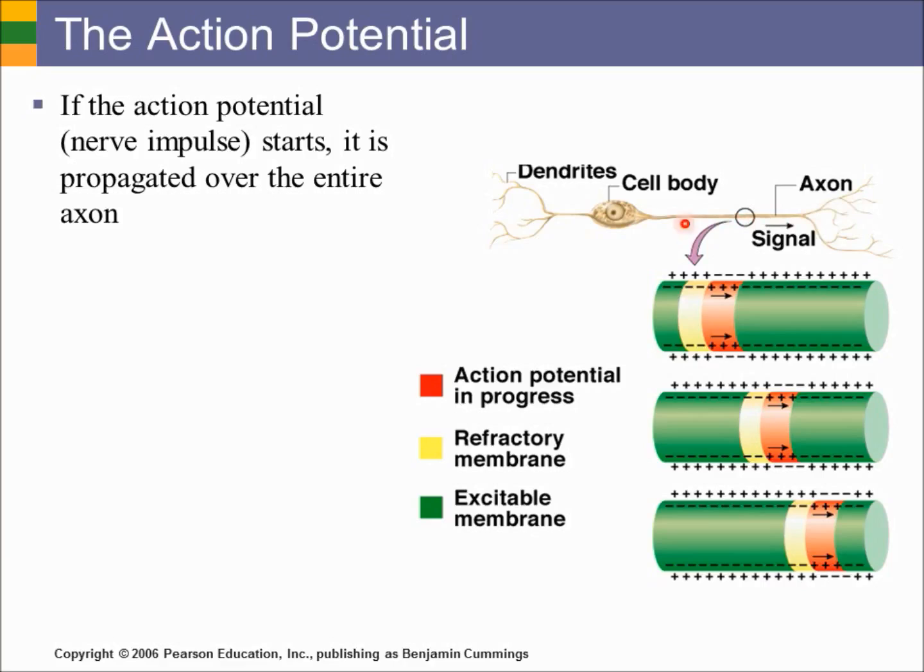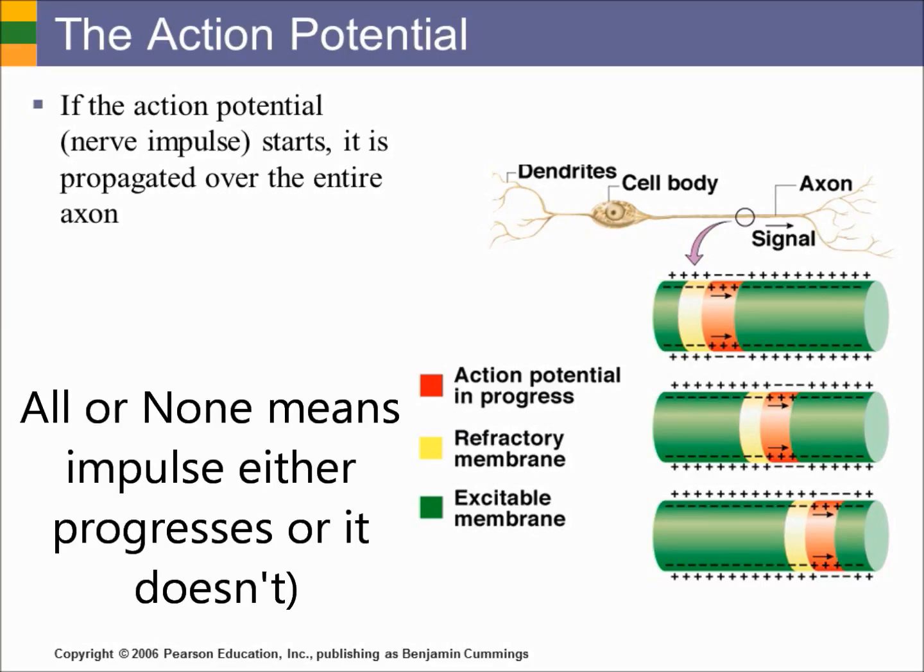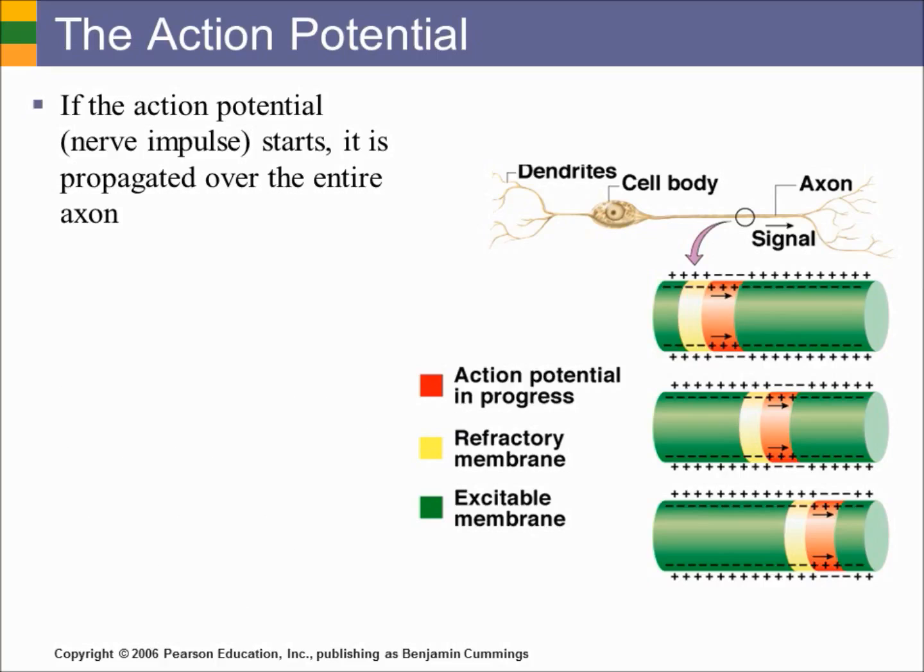Now, think of this as an example of what we call the all or none law. If the switch is flipped, it's going to go. Just like you can't turn a light switch on halfway and expect half the lights to come on. You flip that light switch, they all come on or they all stay off. And the same is true here.